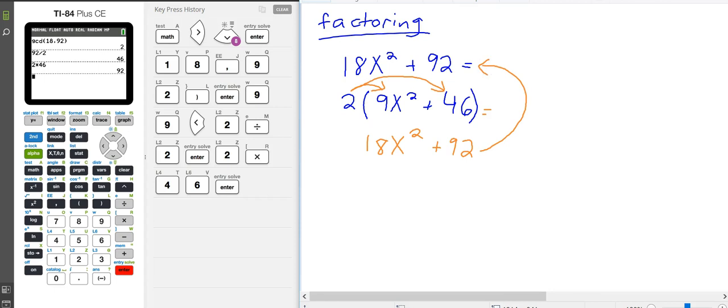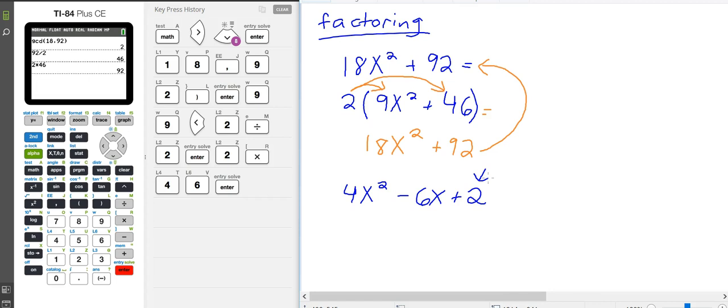Let's try another one. 4x squared minus 6x plus 2. Now you might be able to notice right away that the only thing that these are all going to be divisible by is 2, because the smallest number that we have is 2. And since 4 is divisible by 2 and 6 is divisible by 2, our GCF is going to be 2.